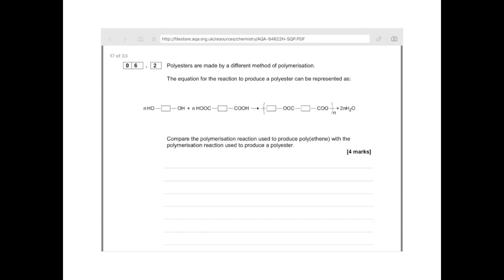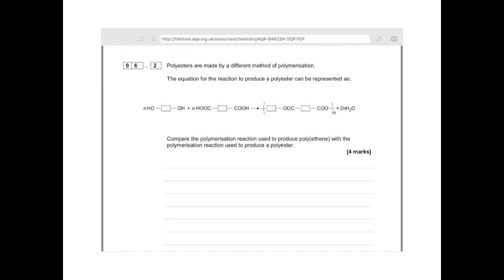Polyesters are made by a different method of polymerization. The equation for the reaction to produce a polyester can be represented as this nasty looking thing here. However, notice that rather than adding loads of ethenes together, you've actually got a variety of what's called monomers. So you've got this one here, and then you've got this one here.